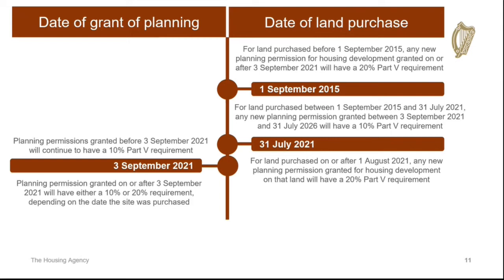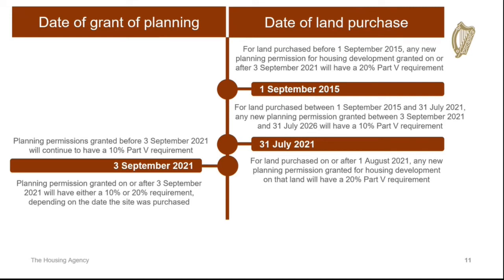From the 1st of September 2015 until the announcement of the new legislation in July 2021, those purchasing land would have priced it on the expectation of a 10% Part 5 requirement. Therefore, it's appropriate that new planning permissions granted would have had a 10% Part 5 requirement, although this will end on the 31st of July 2026.